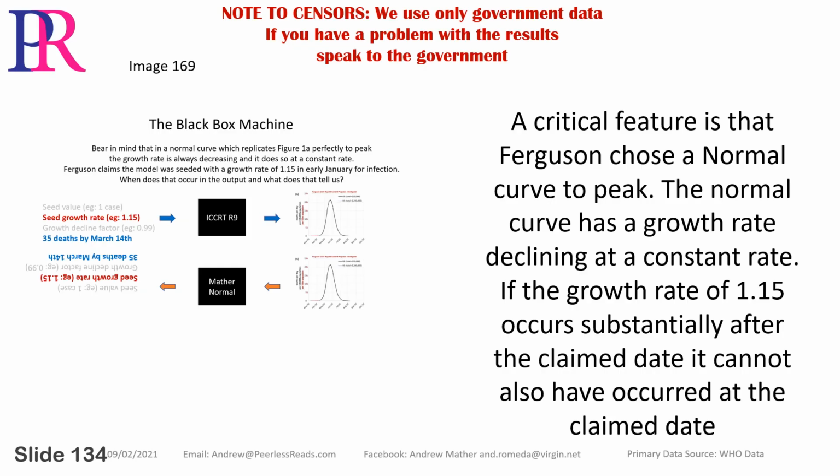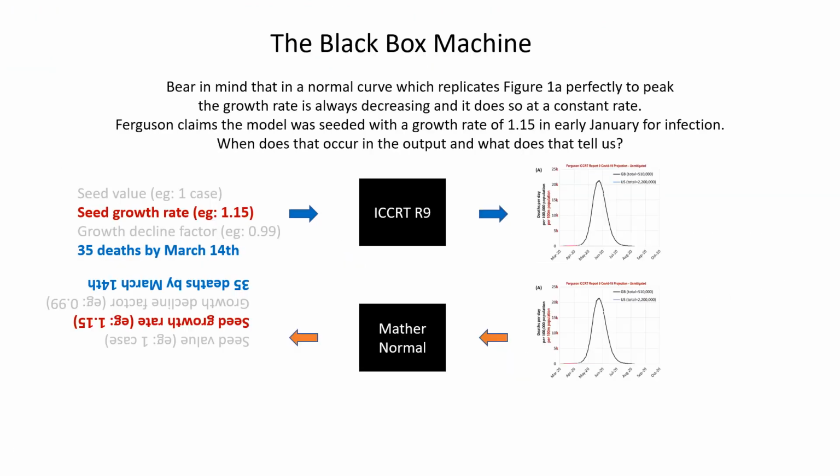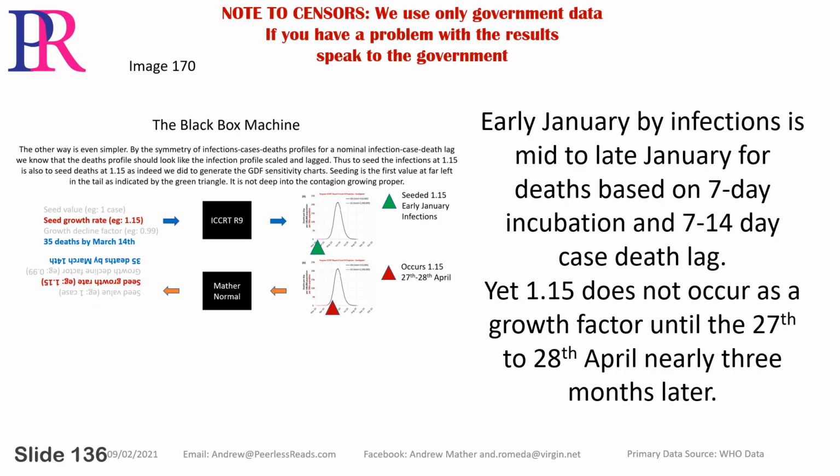A critical feature is that Ferguson shows a normal curve to peak. The normal curve has a growth rate declining at a constant rate. If the growth rate of 1.15 occurs substantially after the claim date, it cannot also have occurred at the claim date. Early January by infections is mid to late January for deaths based on 7-day incubation and 7 to 14-day case death lag. Yet 1.15 does not occur as a growth factor until the 27th to 28th of April, nearly 3 months later.